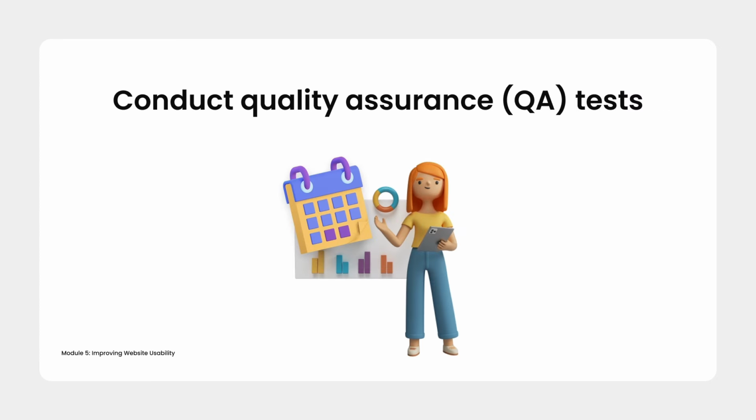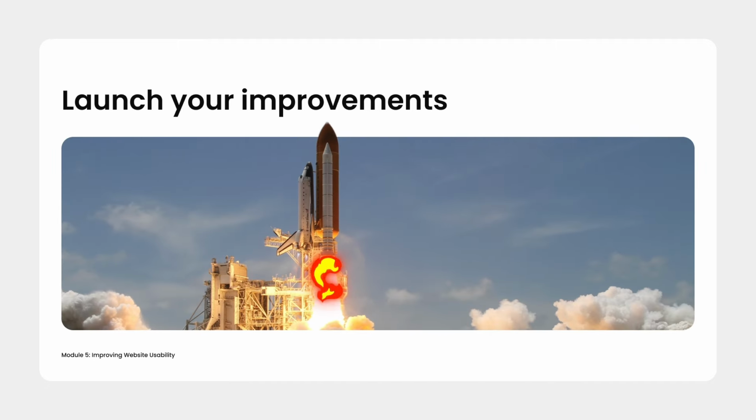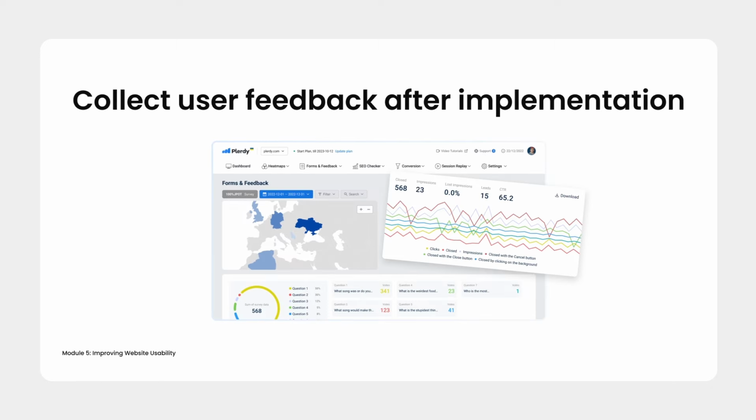Once improvements are in place, conduct quality assurance (QA) tests to ensure they are working as intended. This will help you identify and fix any issues before rolling out the changes to your users. After QA testing, it's time to launch your improvements. Deploy the changes and monitor your website or online store closely to ensure everything is running smoothly. Remember to gather user feedback post-implementation. This can be done through surveys, user reviews, or even additional usability testing.